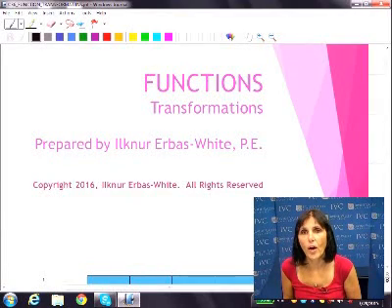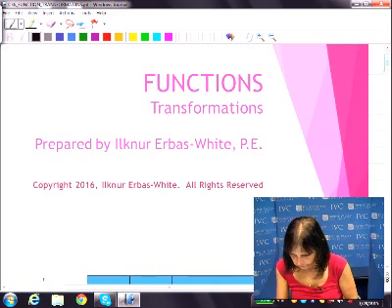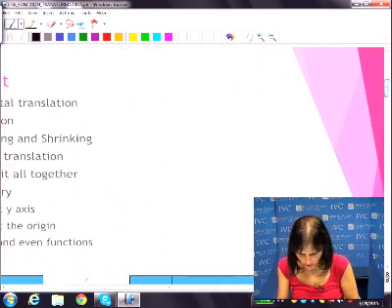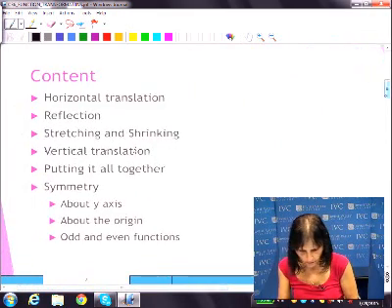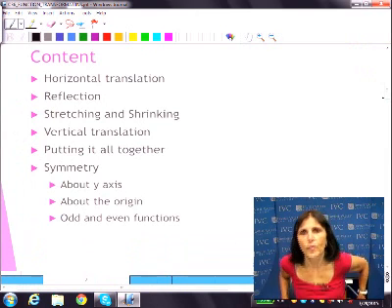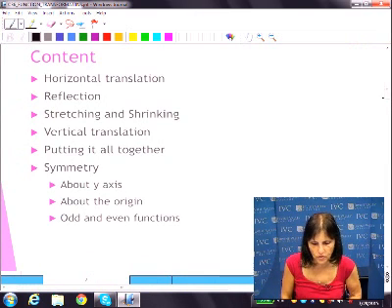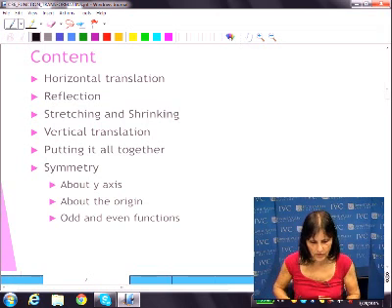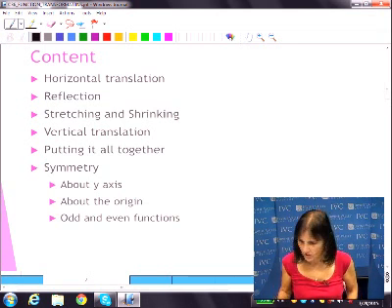Today we will talk about function transformations. What is a transformation? Transformation is a general term used for taking a given function and doing these things to it: horizontal translation, reflection, stretching and shrinking, vertical translation, and then doing them all at once. And then we're going to also look at symmetry. So let's get started.